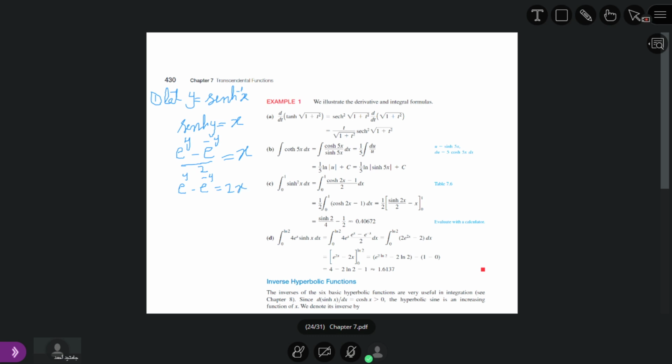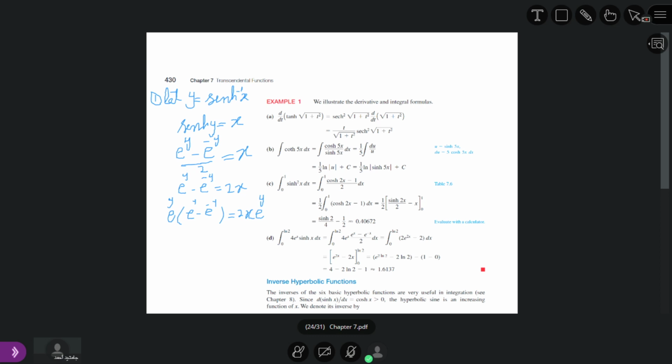Now we multiply e power y on both sides. So here I multiply e power y on that side, and e power y on the other side also. So here e power y times (e power y minus e power minus y) is equal to 2x e power y.